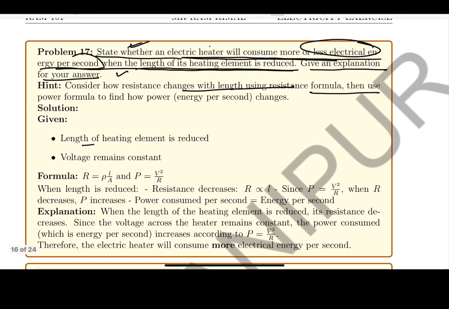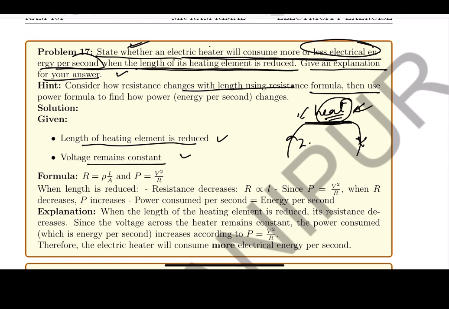So the length of the heating element is reduced. Let's say this is my heating element. I'm giving current, and it is producing heat. Now what I'll do is I'll cut this and make it shorter like this. Now I'm giving current here. Will it produce more heat or not? Voltage is not changed. Voltage is fixed.